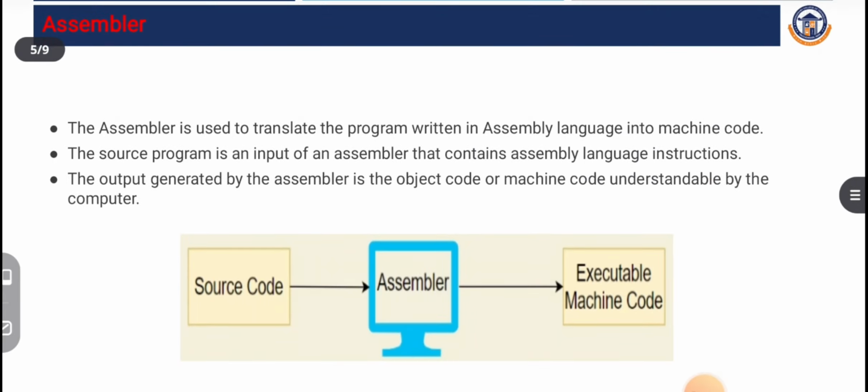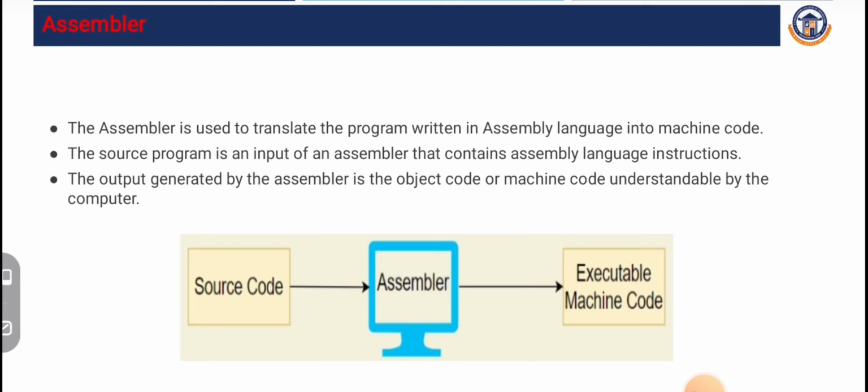The next type of translator is the assembler. The assembler is used to translate a program written in assembly level languages. Assembly level languages are mnemonic codes. The opcodes are move, add, sub. These are all assembly level languages, that is, opcodes. Using the assembler, they will be converted.